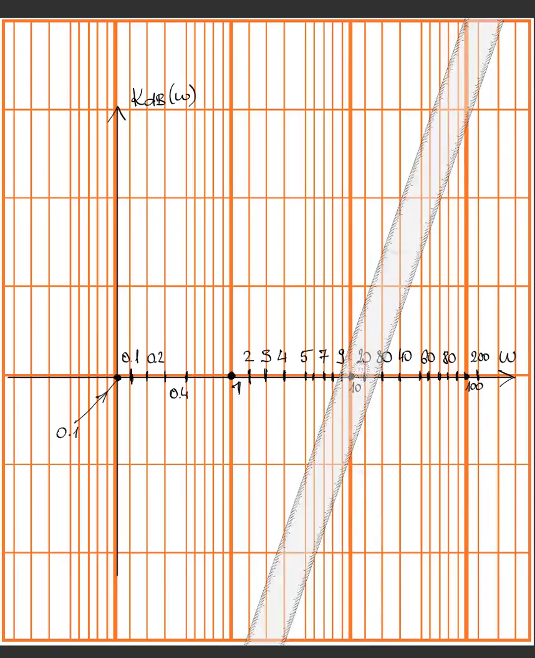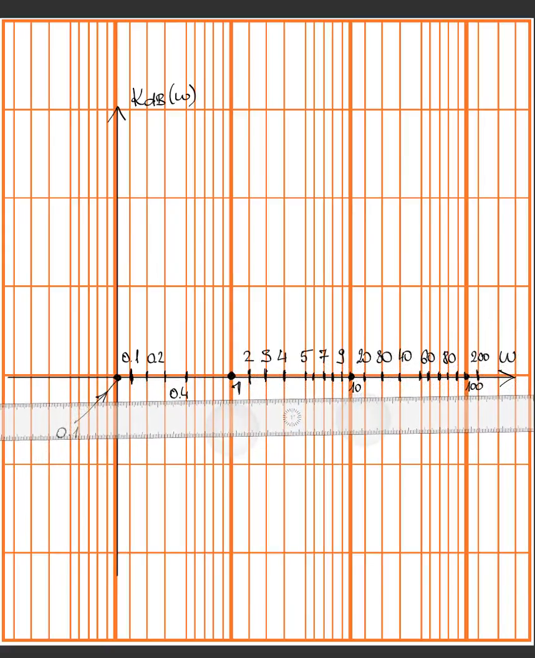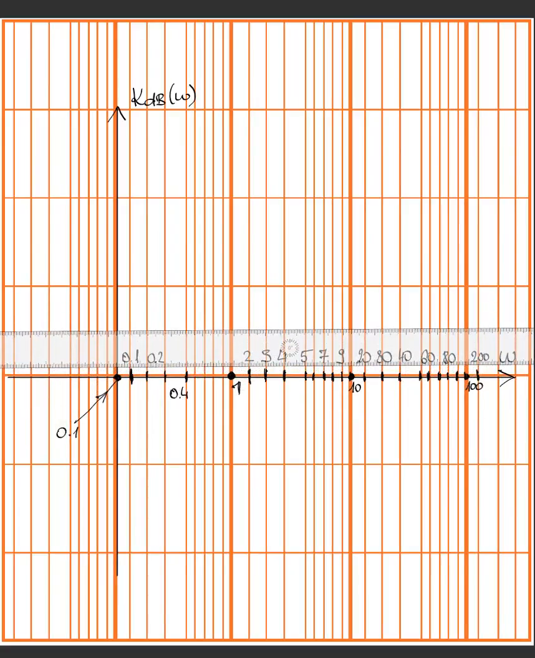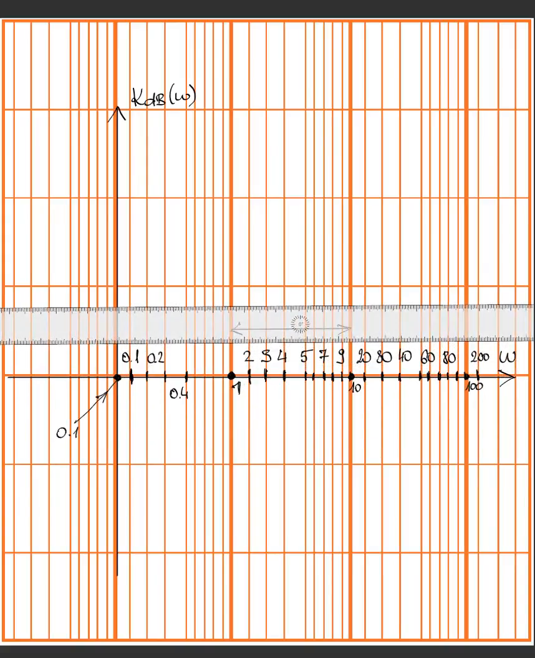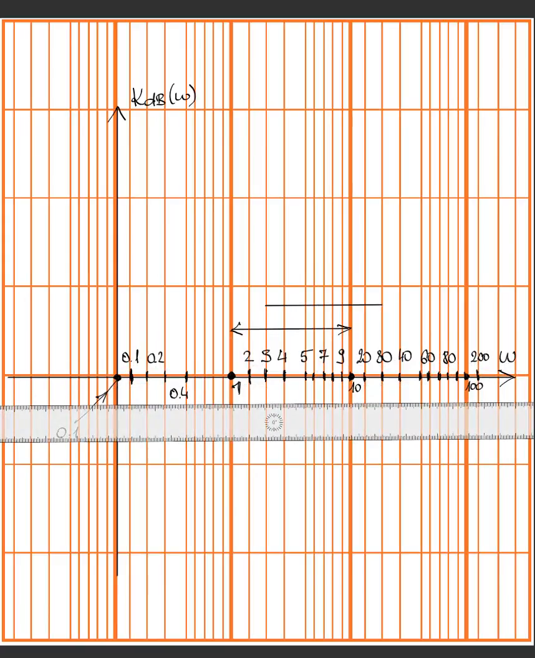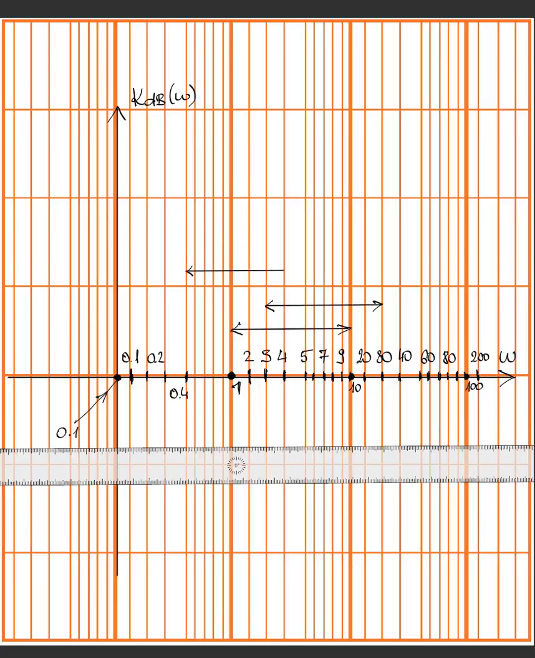So the same distance between the decades. So for example, if we say this is 1 decade between 1 and 10, the same distance, for example, between 3 and 30, this is also 1 decade. But, for example, between 0.4 and 4, this is also 1 decade, and so on.